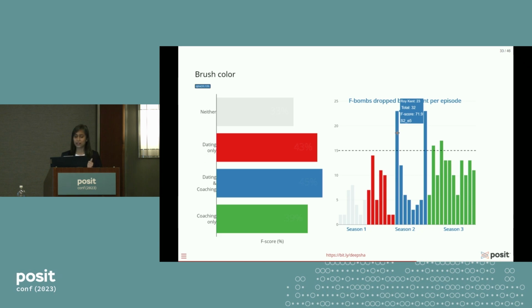So you can hover over this, look at the episodes that are highlighted, and see what were the F-scores that were driving it up. Was it because Royken dropped the F-bomb too many times, or was it because the episode's F count was just low in general? So you can drive more insights like this.